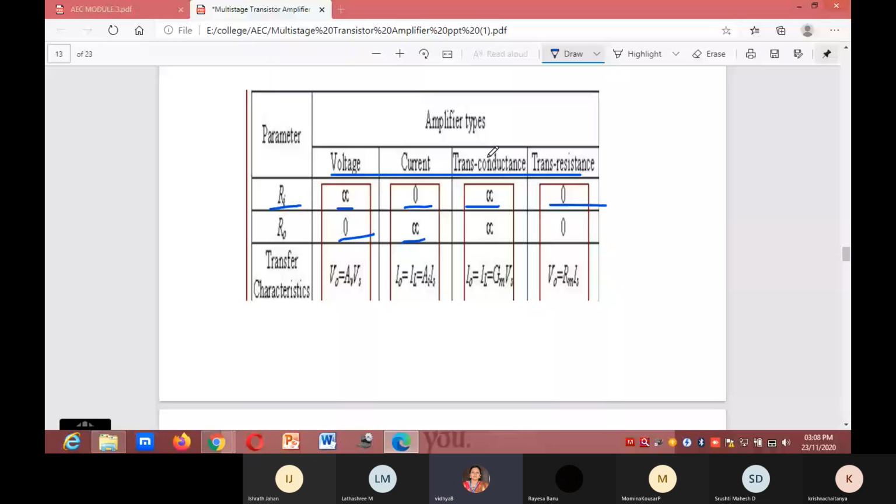Transfer characteristics: V naught is equal to AV into Vs. I naught is equal to IL is equal to AI into Is. I naught is equal to IL is equal to Gm into Vs. V naught is equal to Rm into Is. This is what is called transfer characteristics.